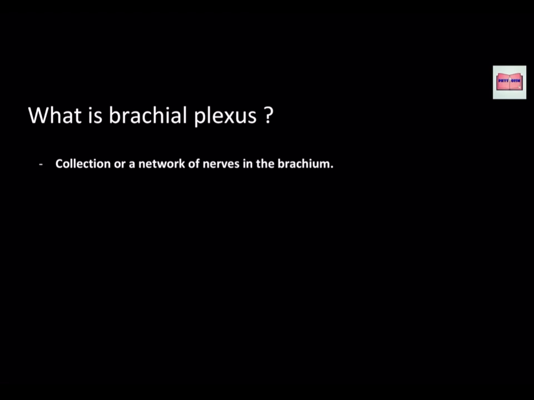Most of you might have found this brachial plexus difficult or confusing, right? So I'm going to explain this in a very simple way. Okay, firstly, what is brachial plexus? What is plexus? A plexus is nothing but a collection or a network of nerves. This brachial plexus is present in the brachium. It supplies both of your arms along with some part of your pectoral region.